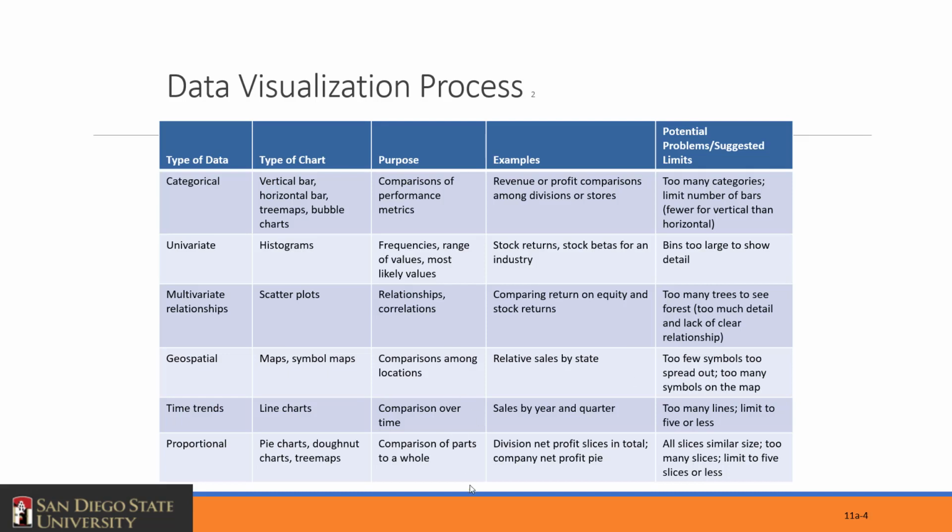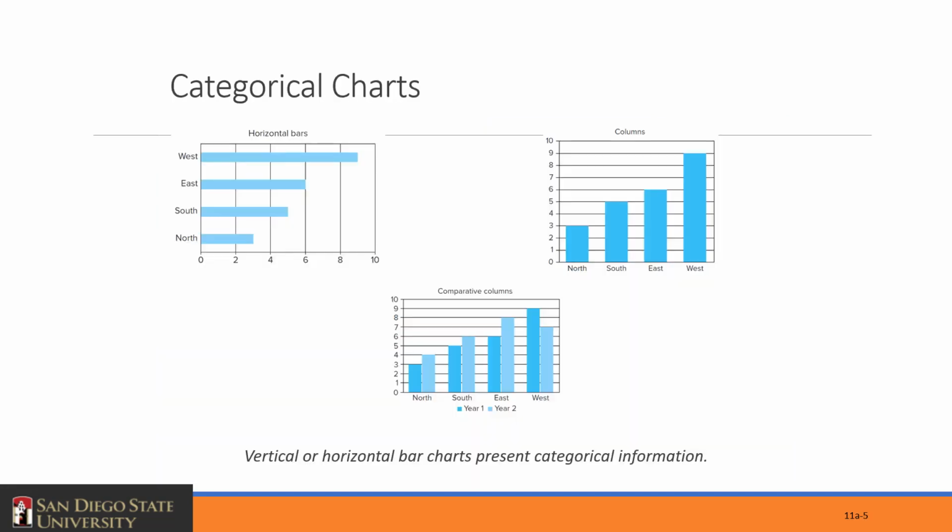Then we have other types of data here, like geospatial and time trend. It uses the line chart, and proportional data uses the pie chart. So you can see the examples and try to understand what would be the best chart to present your data. This is the categorical chart. You can have a vertical chart or horizontal chart, and it lists whatever performance metric you are interested in by categories.